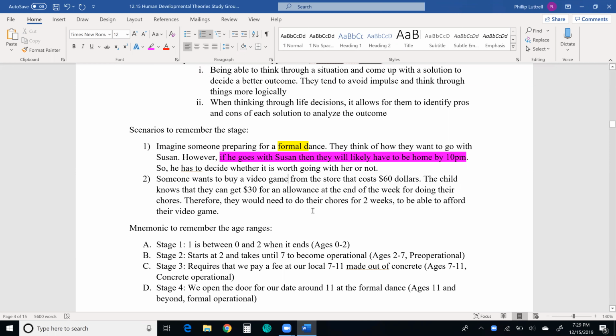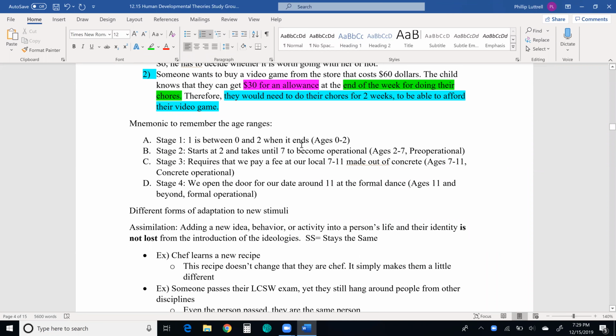So now an easy way to remember the ages: stage one is between 0 and 2, which is ages 0 to 2, which again is sensory motor. Stage 2 starts at 2 and takes until 7 to become operational, ages 2 to 7, pre-operational. Stage 3 requires that we pay a fee at our local 7-Eleven made out of concrete, ages 7 to 11, concrete operational. In stage 4, we open the door for our date around 11 at the formal dance, ages 11 and beyond, which is formal operational. So just clever ways to kind of remember them.